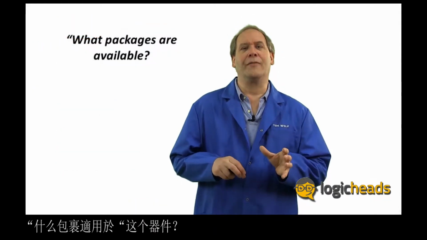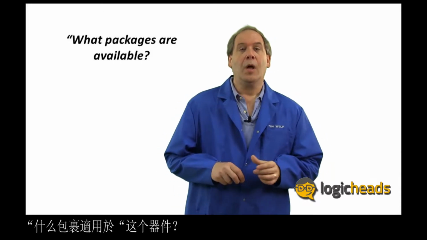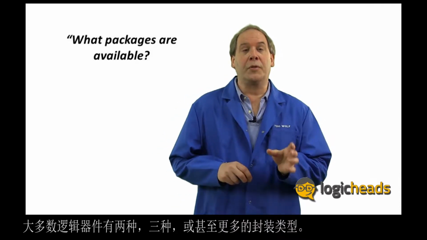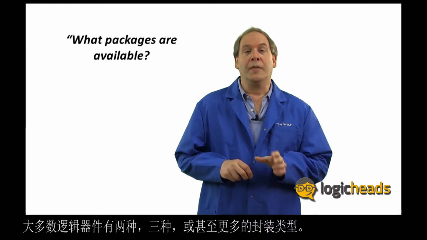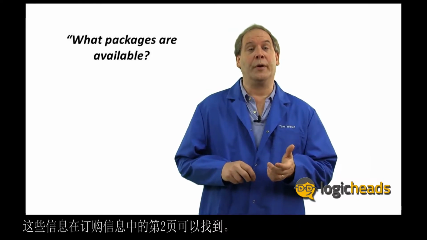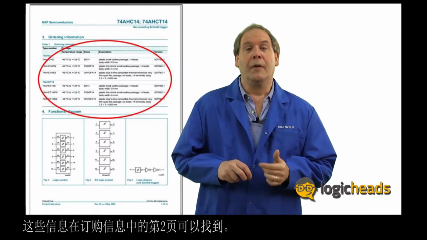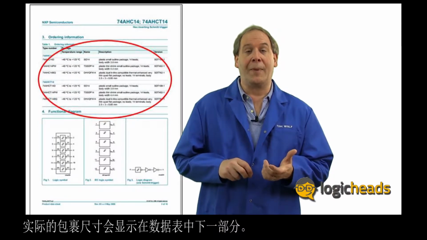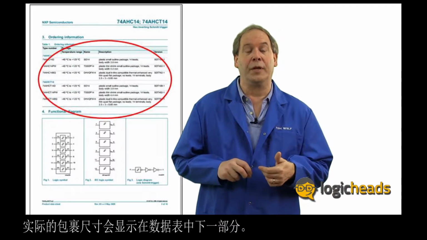What packages are available for this device? Most logic devices come in 2, 3, or even more package types. This information can be found on page 2 under Ordering Information. The actual physical dimensions for each of these packages are shown further down in the data sheet.